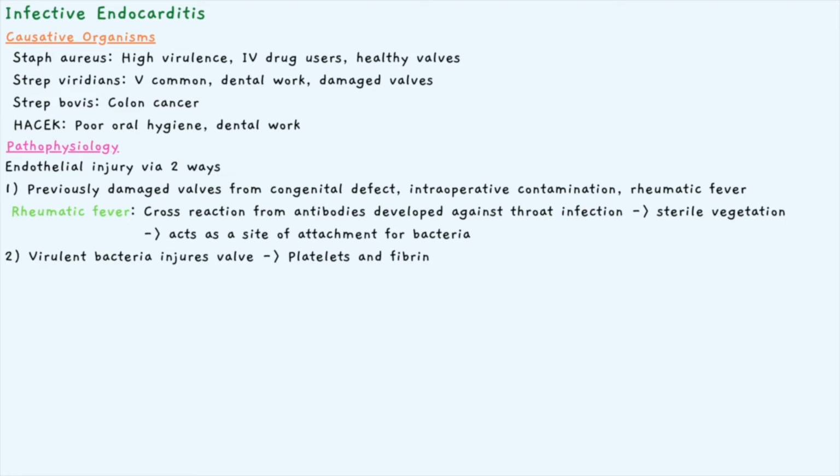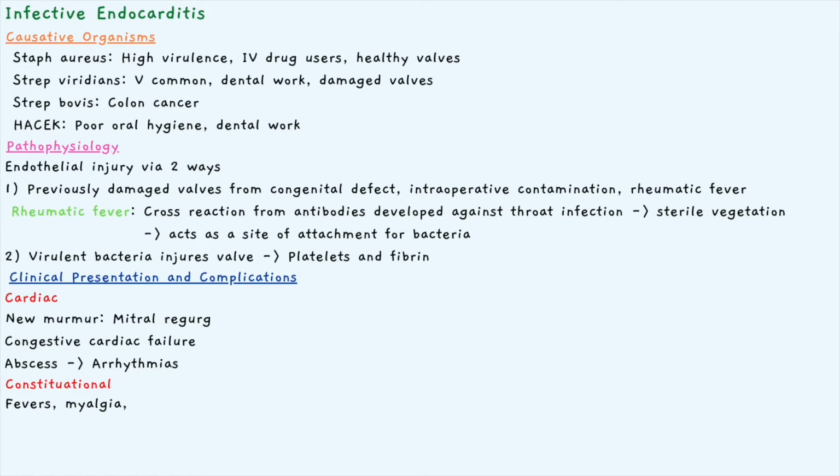Secondly, the more virulent bacteria may injure the valve directly, leading to platelets and fibrin going to the area and actually walling the bacteria off from the rest of the host immunological response, meaning it can continue to proliferate. Let's look at the clinical presentation and complications, which will mainly be cardiac, vascular, and immunological.